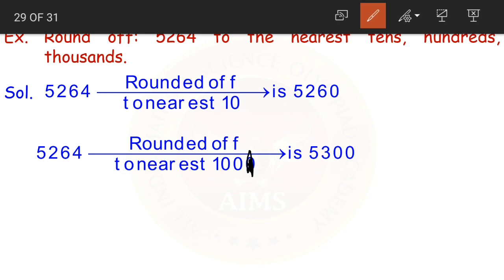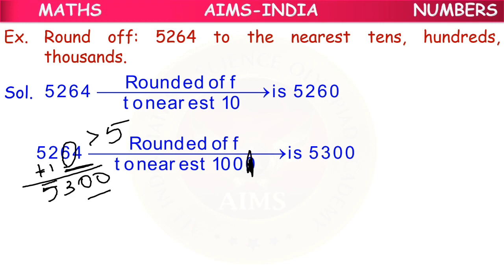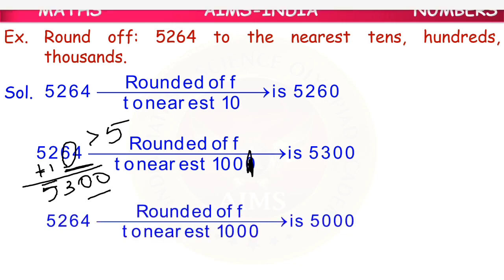Now 5,264 rounded off to the nearest hundreds. Spelling mistake here, nearest 100. We look at 6, which is in tens place. It is greater than 5, so we add 1 to the digit in hundreds place. 52 plus 1 becomes 53, and replace these two digits by zeros. So 5,264 rounded off to the nearest 100 becomes 5,300.